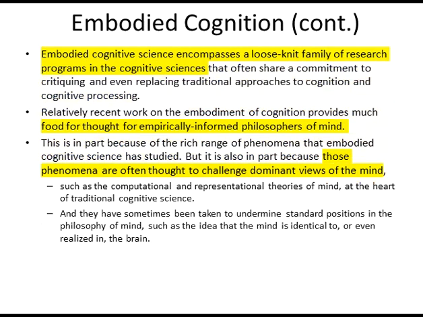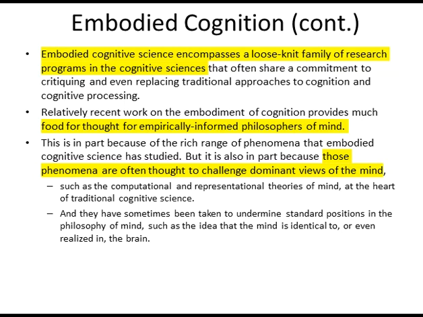Embodied cognitive science encompasses a loose-knit family of research programs in the cognitive sciences that often share a commitment to critiquing and even replacing the traditional approaches to cognition and cognitive processing. Relatively recent work on the embodiment of cognition provides much food for thought for empirically informed philosophers of mind. This is in part because of the rich range of phenomena that embodied cognitive science has studied, but it is also in part because those phenomena are often thought to challenge dominant views of the mind, such as the computational and representational theories of mind at the heart of traditional cognitive neuroscience.